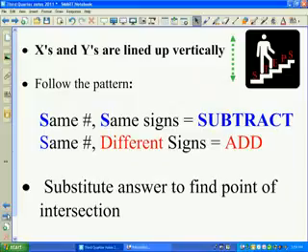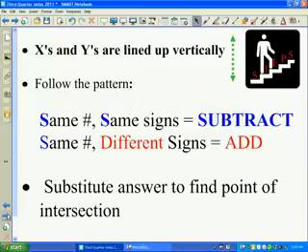Once you figure out whether you're adding or subtracting, go ahead and do that. Then you're going to get an answer for one of the variables. You're going to take that variable, which goes to bullet number 3, and substitute your answer into one of the original equations in order to find your point of intersection.